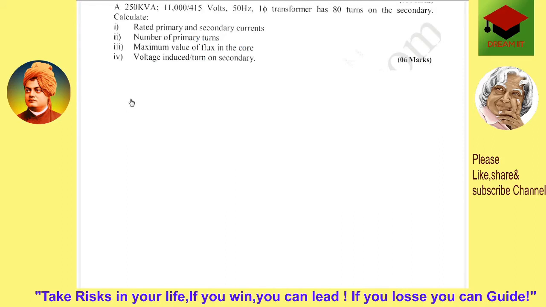See this next question: a 250 kVA, 11,000 by 415 volts, 50 hertz single phase transformer has 80 turns on the secondary. Calculate the rated primary and secondary current. Same procedure here also. So V1 I1 is given as how much? 250 kVA, 250 into 10 cube. Now I want the I1 value. I1 means 250 into 10 cube divided by 11,000. So this 3 and this 3 will get cancelled, so you can write it as 250 divided by 11.